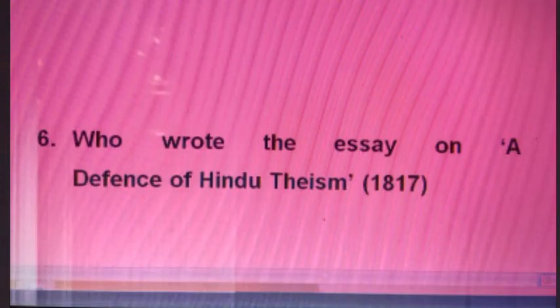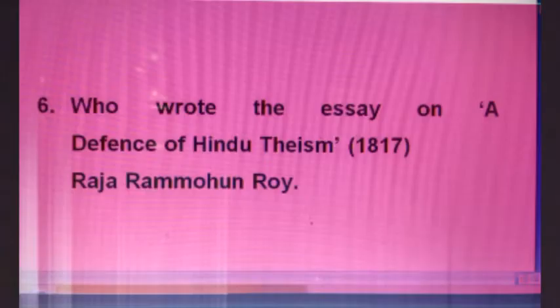Question number 6. Who wrote the essay A Defense of Hindu Theism? Answer, Raja Ram Mohan Roy. Who wrote the essay A Defense of Hindu Theism? Raja Ram Mohan Roy.